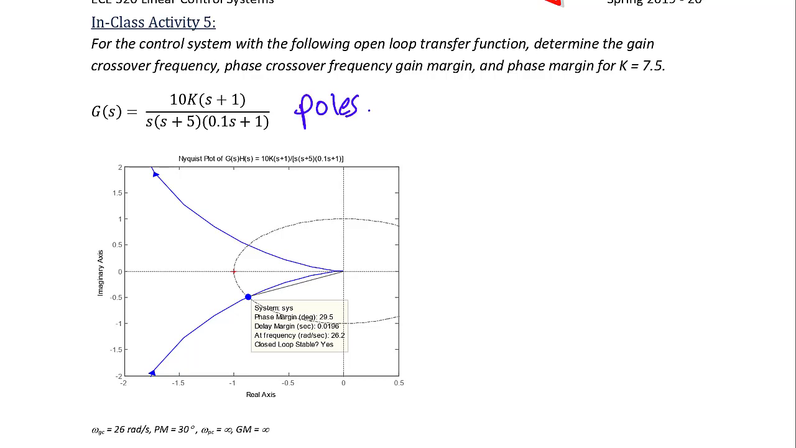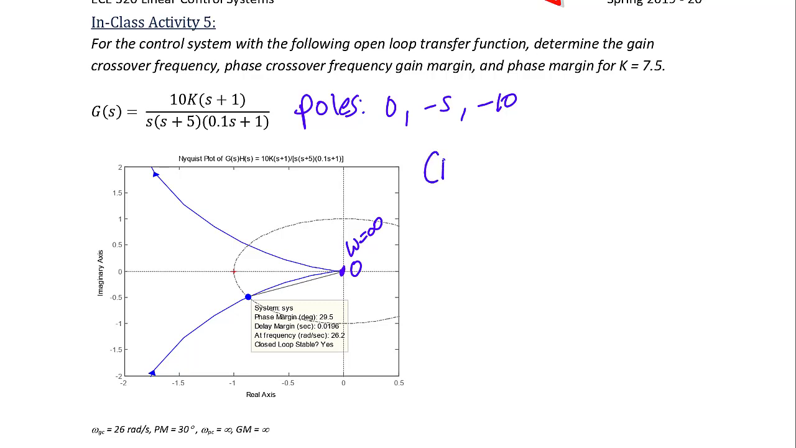The poles of G(s) are at 0, -5, and -10. Therefore, there are no right half plane poles. So P is equal to 0, and there's no encirclement of the -1, so N is equal to 0. Therefore, this is a stable system because Z equals N plus P, which equals 0.